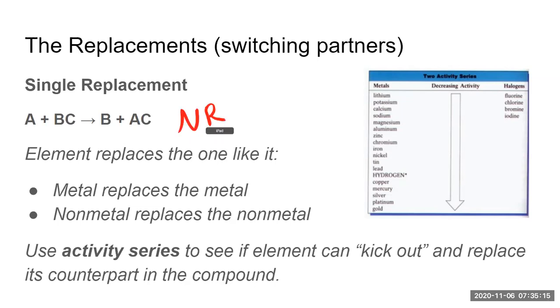So if you were asked to predict the products of a single replacement reaction, and you see that the element that is trying to replace something in a compound is lower on the activity series than the thing it's trying to replace. So here we have metals on one end and nonmetals, specifically the halogens, on the other. If the element that's trying to replace and get into the compound is not higher on that activity series, then the reaction will not happen. And we'll have an example of that in just a second.